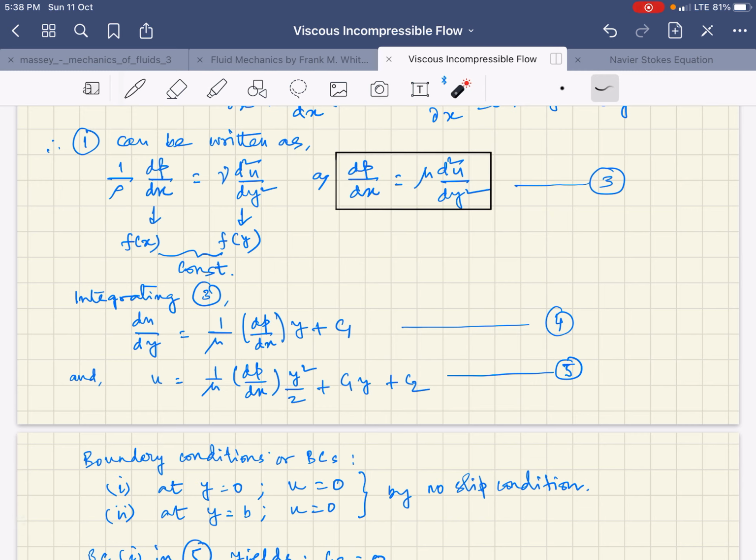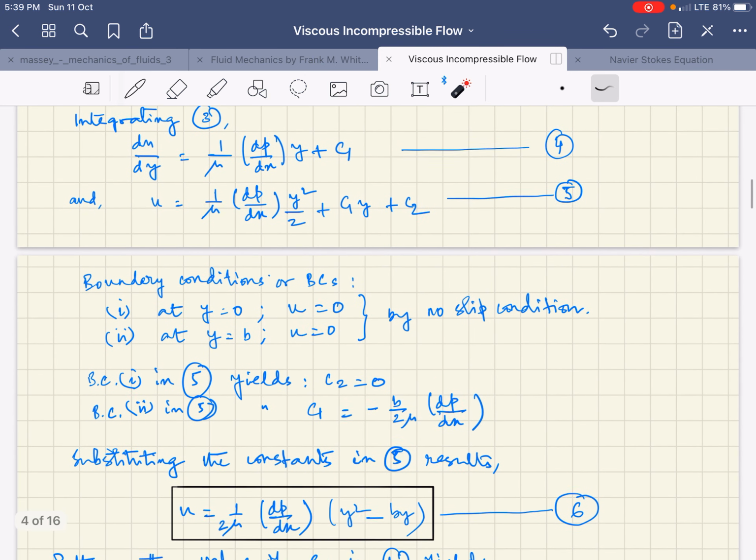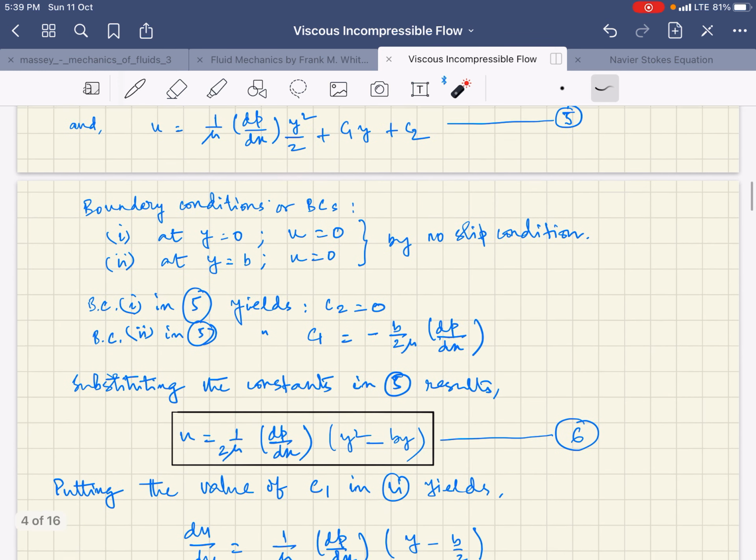Anyway, if we now integrate this equation 3, we obtain the velocity expression, that is u velocity equal to this form containing two constants, as it is a twice integration of d²u/dy². You need to integrate first to get du/dy and then u. So now our task is to find out c1 and c2, the two constants. How to find them? We need to find them by imposing the boundary conditions.